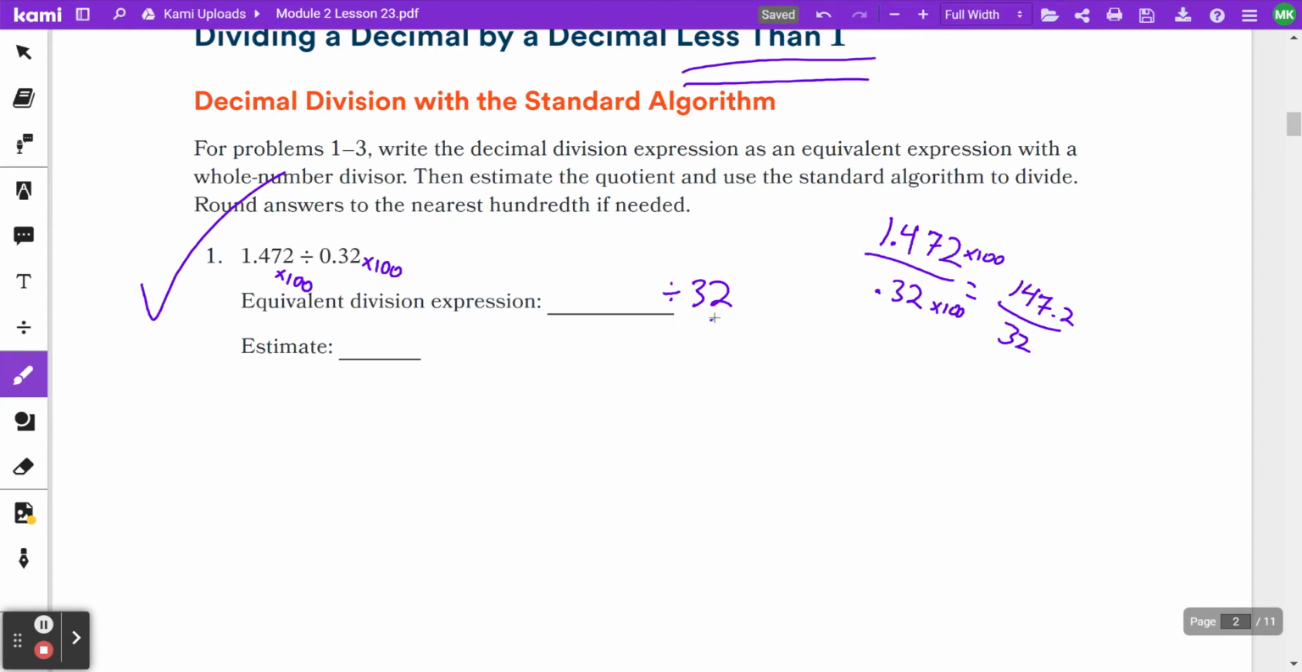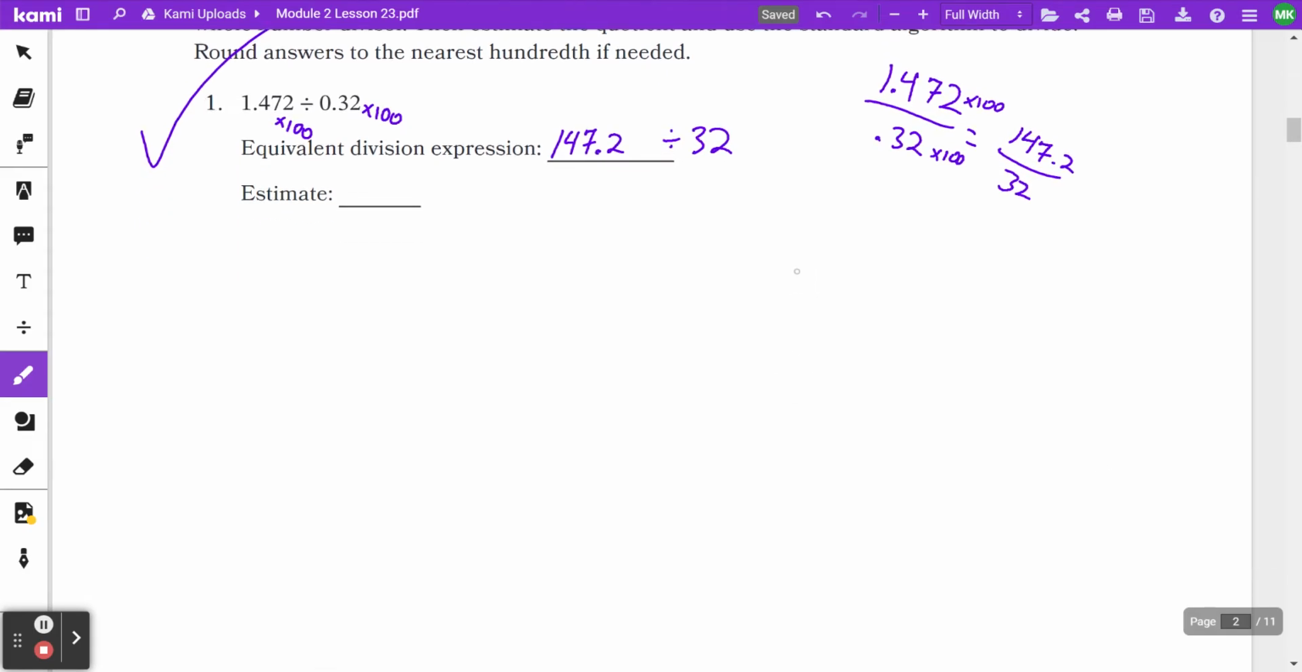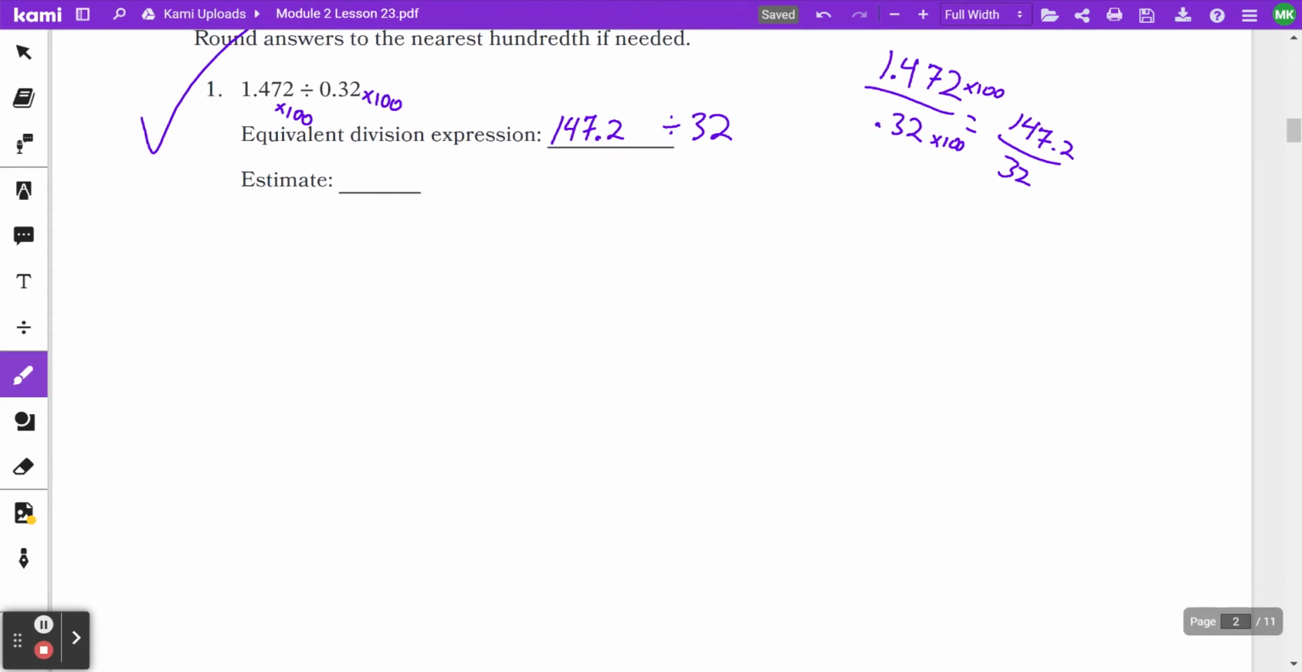So there's my 147.2. There's my 32 right there. And there's my new problem. So this guy becomes 147.2. Everything gains 2 place values. Moving along, here's my new problem. After I get my new problem, I really don't care about the original anymore. It's all about this guy.